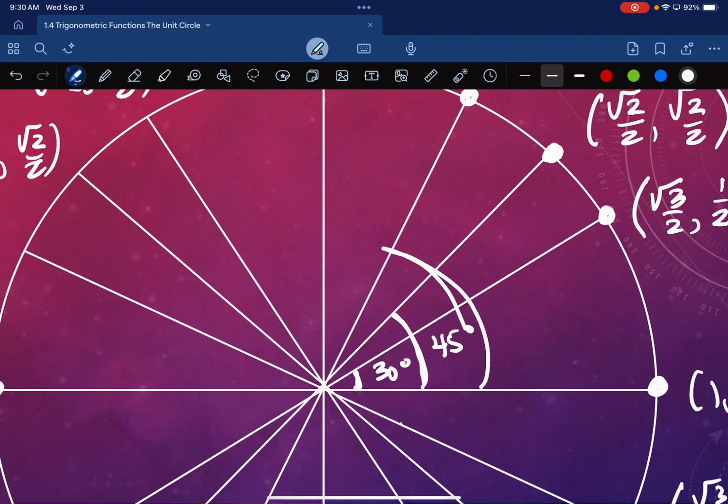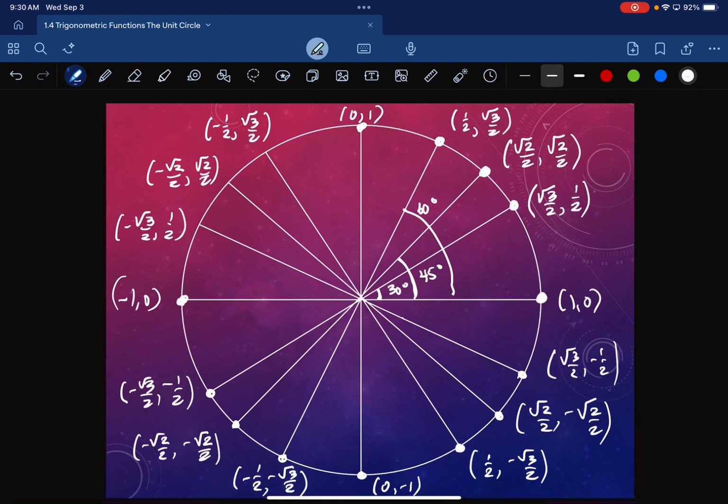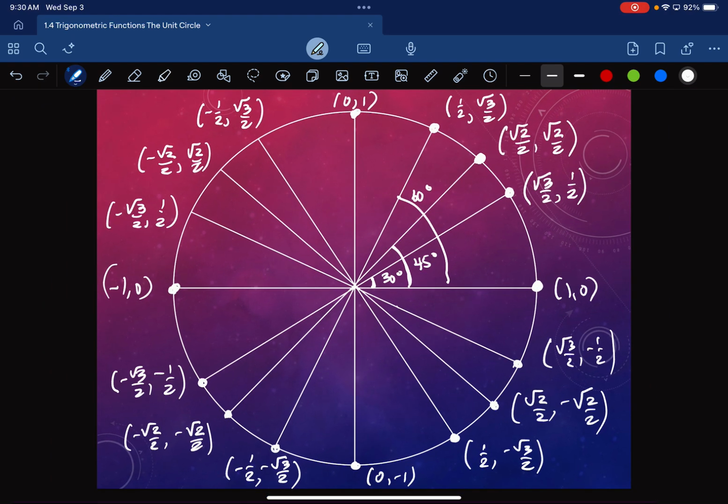And then the third one over here in quadrant 1, trying to get it over there. Yep, somebody said it is 60 degrees. Oh my goodness, and it zoomed in. I didn't mean to zoom in. I'm sorry about that. Okay, 30, 45, 60.